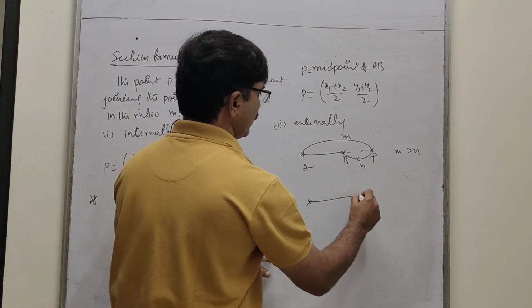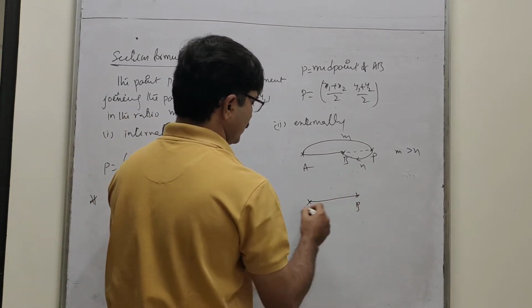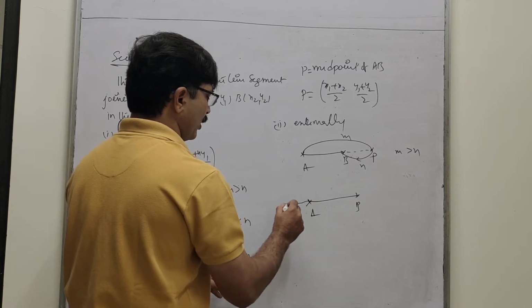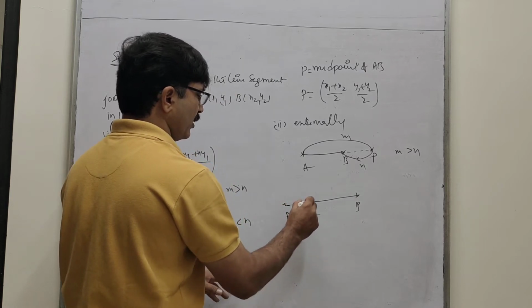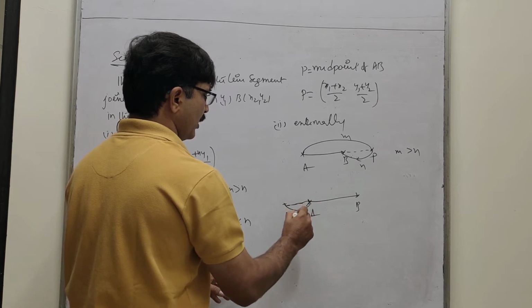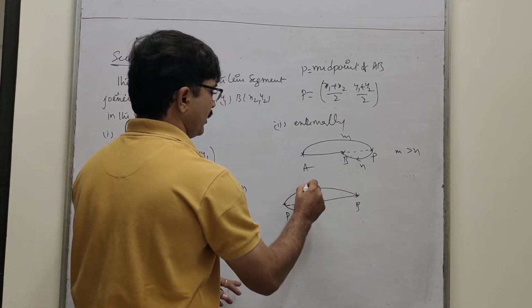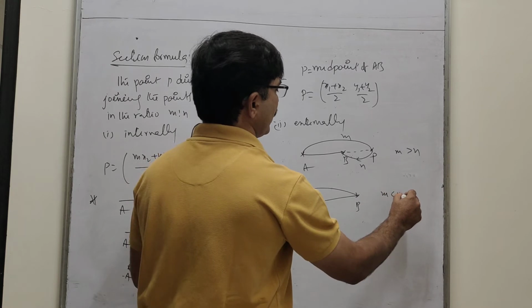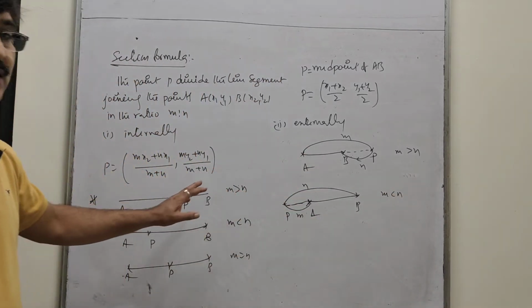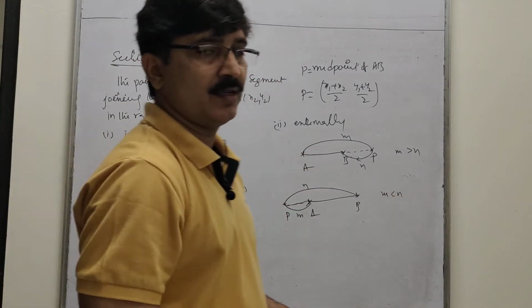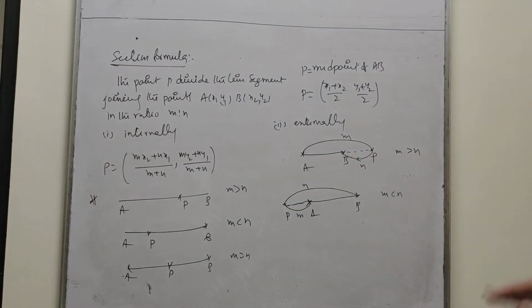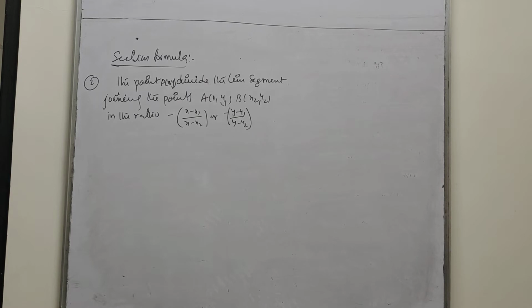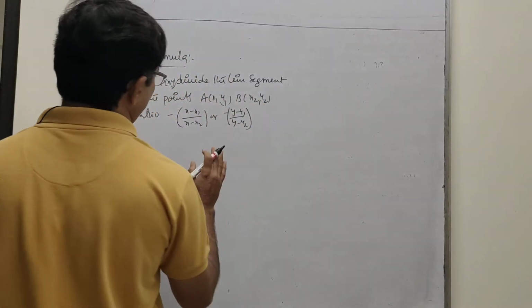Now come to the next one. Suppose AB is the same as it is. If you plot P before A, that means this is your M and this is your N. So M is less than N. Here the midpoint is not possible. Based on M and N we can say whether it is nearer to A or B.